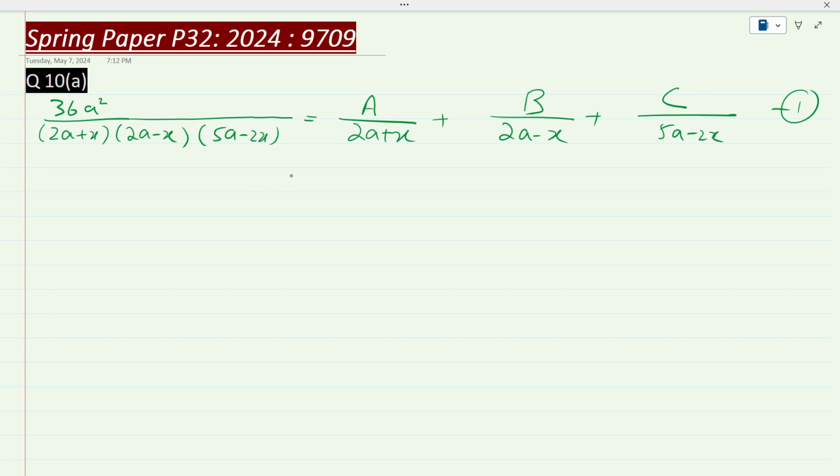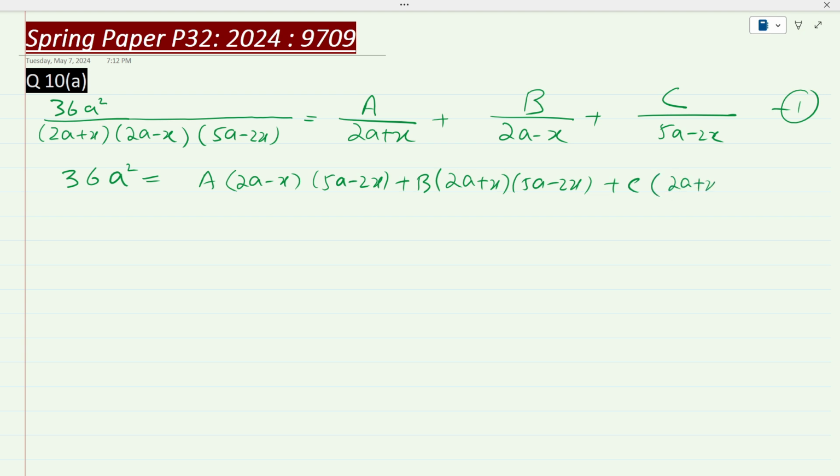So what is the second step? We are going to multiply the left hand side's denominator throughout, so that we have a fraction free expression. So we have A times (2a minus x)(5a minus 2x), plus B times (2a plus x)(5a minus 2x), plus C times (2a plus x)(2a minus x). This is equation number 2. Now we do the rest of the working in this equation.